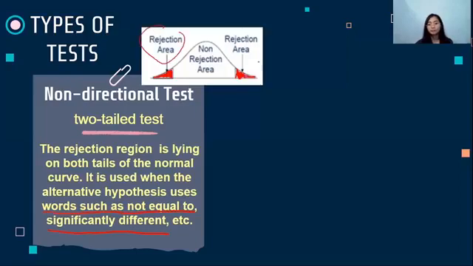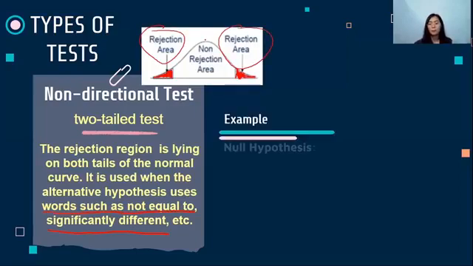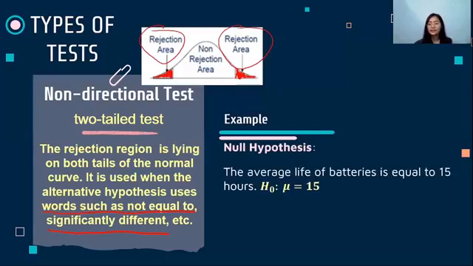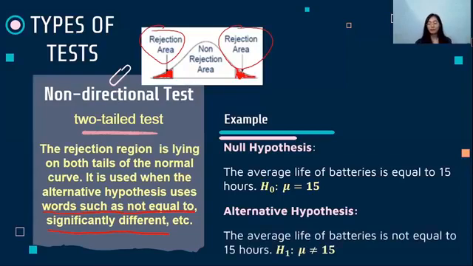Okay? For example, the null hypothesis is the average life of batteries is equal to 15 hours, or mu is equal to 15. To contradict this, our alternative hypothesis is the average life of batteries is not equal to 15 hours, or mu is not equal to 15. And this symbol or phrase, not equal to, indicates that we have a two-tailed test or non-directional test.